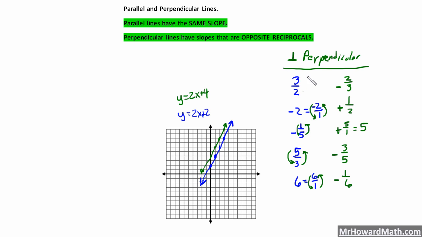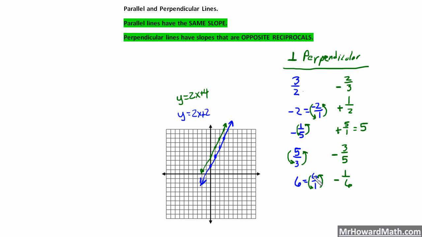Okay, so here are several examples of perpendicular slopes. The perpendicular slope to 3/2 is -2/3. The perpendicular slope to -2 is plus 1/2. The perpendicular slope to -1/5 is a plus 5. Perpendicular slope to 5/3 is a -3/5, and the perpendicular slope to 6 is -1/6. All right, so let's, I'll pause the video here, and we'll look at why this makes sense that you would need opposite reciprocals to make perpendicular lines.